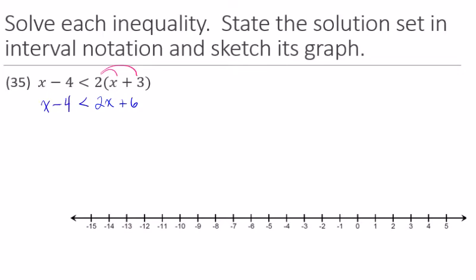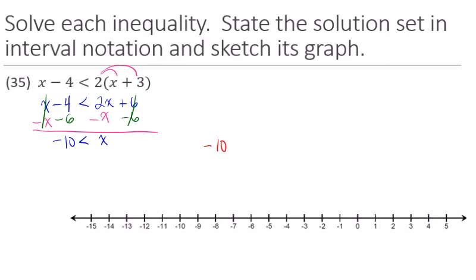All right, so then I'm going to subtract x from both sides. And while I'm at it, I'm going to subtract 6 from both sides. All right, so negative 4 minus 6 is negative 10, less than 2x minus x is 1x. So I get negative 10 is less than x, or x is greater than negative 10, right?